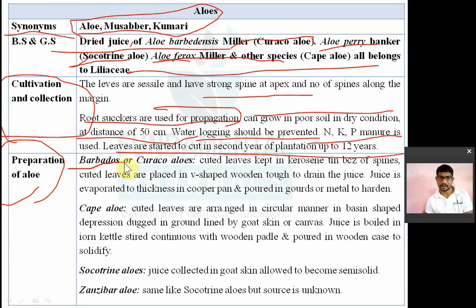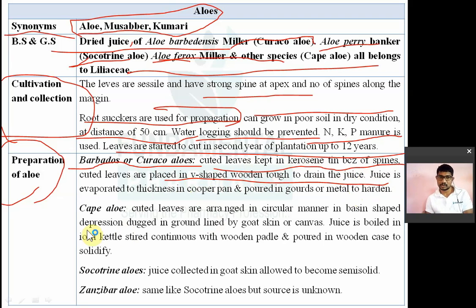First one is Barbados or Curaçao aloe. इसमें क्या होता है कि whatever leaves are there, they are cut and kept into kerosene tin, जो आपका रॉकेल का कैन होता है उसमें डालने का, because of spine. The cut leaves are placed in a V-shaped wooden tub. लकड़ी का टब बनाते हैं V-shaped, उसमें वो सब जो कट किए हुए लीव्स रखते हैं so that the juice will be drained over in the tub.